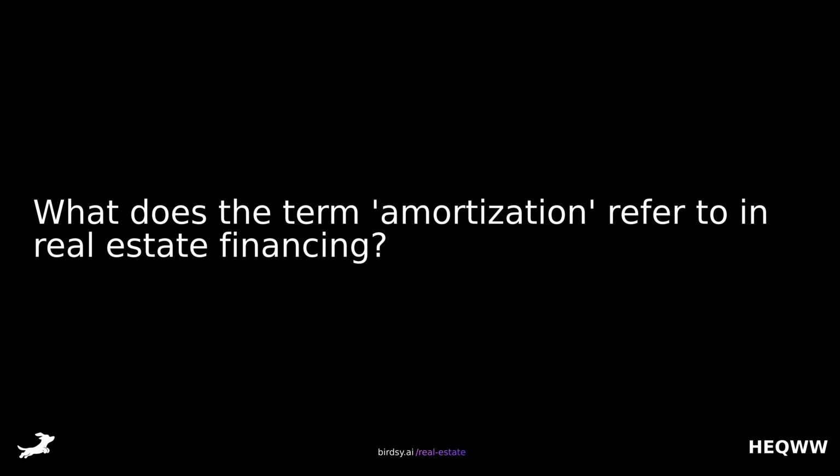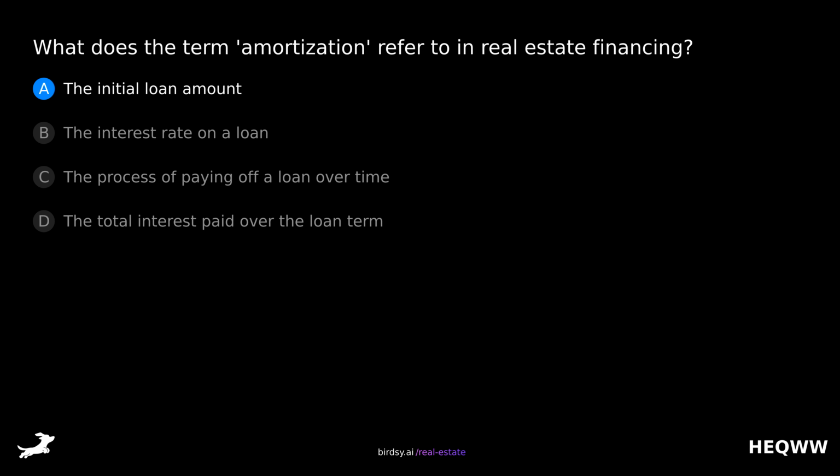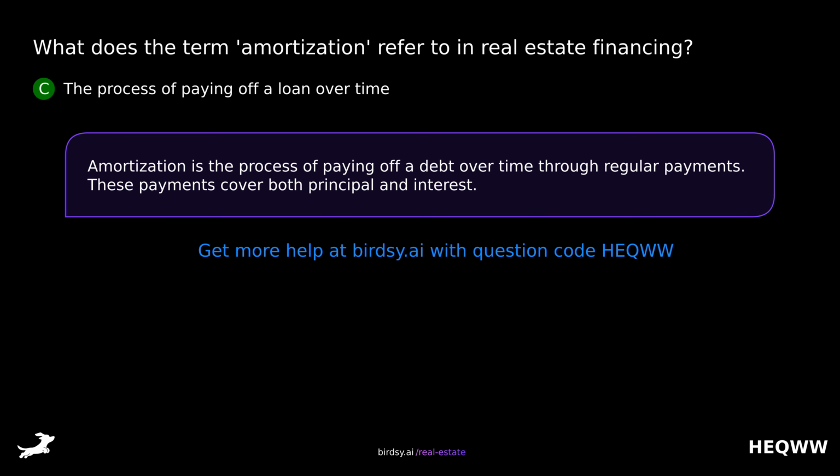What does the term amortization refer to in real estate financing? Is it A, the initial loan amount, B, the interest rate on a loan, C, the process of paying off a loan over time, or D, the total interest paid over the loan term? The answer is C, the process of paying off a loan over time. Amortization is the process of paying off a debt over time through regular payments. These payments cover both principal and interest.